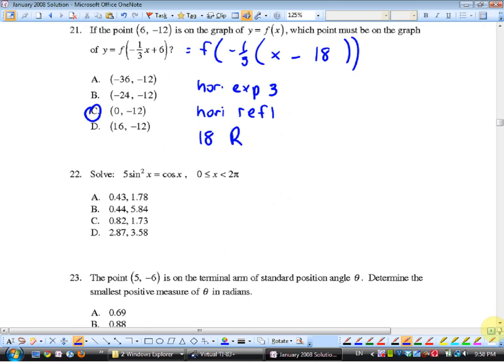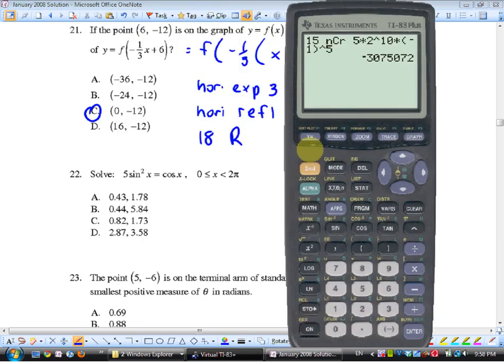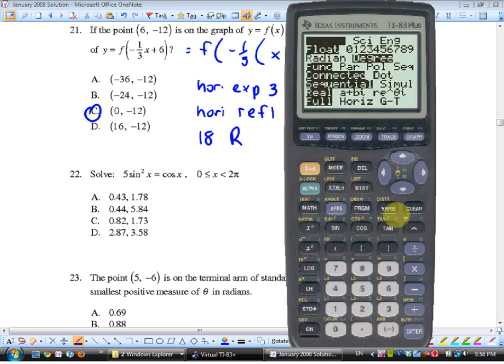Number 22. Trig equation, decimal answers, graphing calculator. Don't waste your time trying to solve this algebraically. This is meant to be solved on a graphing calculator. Graph left side, 5 times sine squared x; to type sine squared, typing sine x squared is the quickest way. Y2 is cos x. I better make sure I'm in radians, which I'm not.